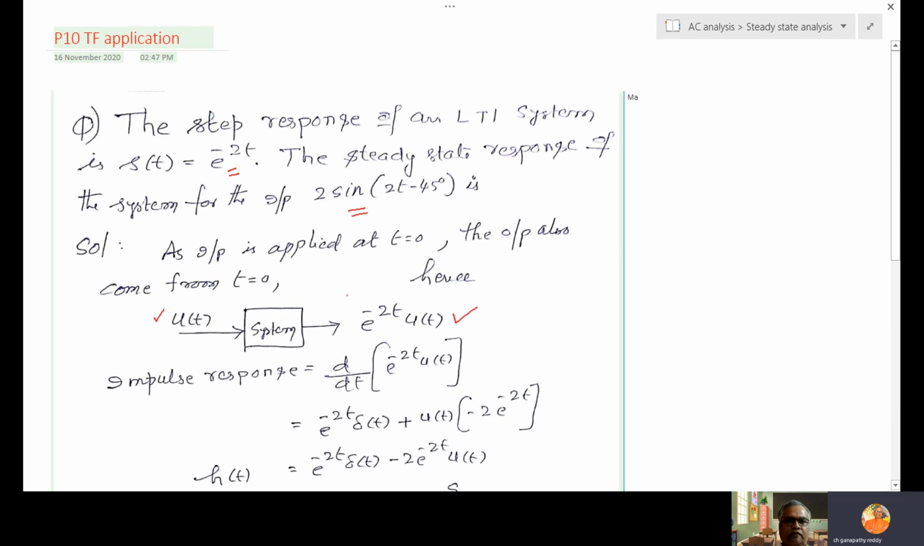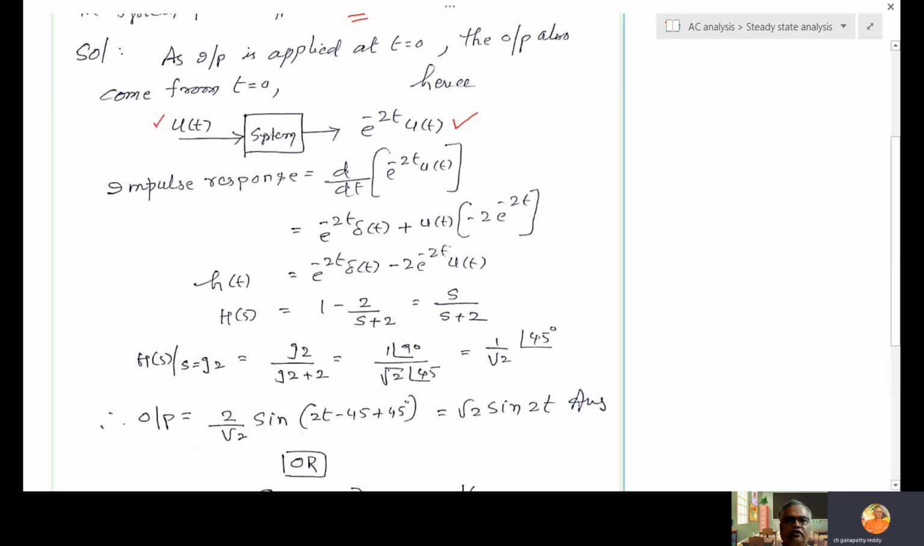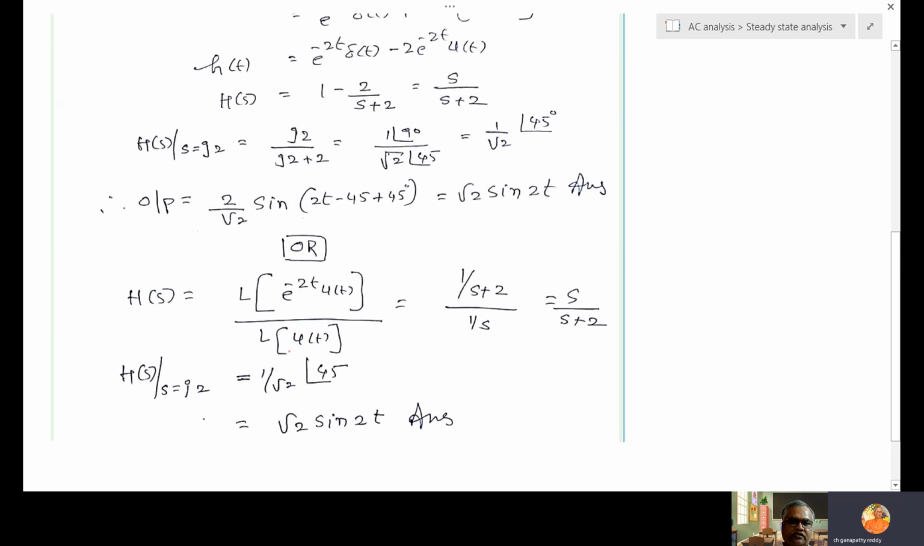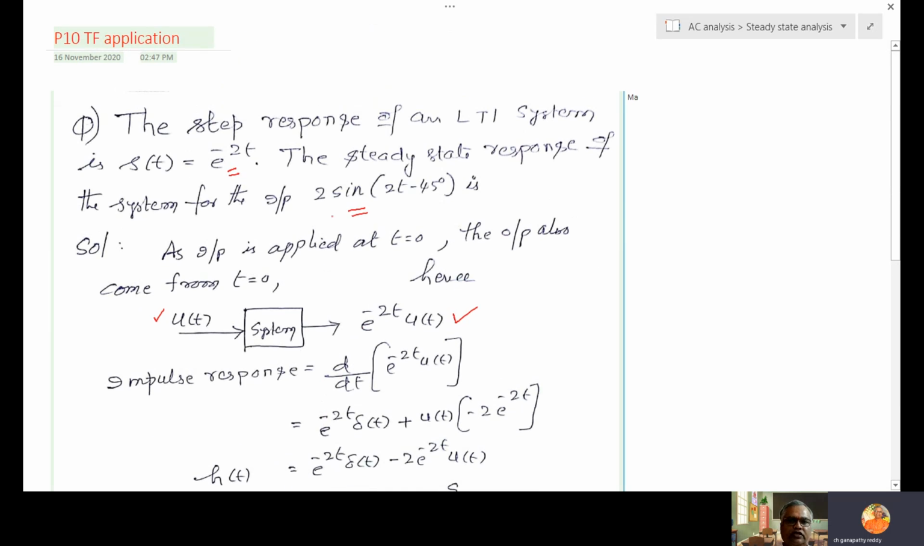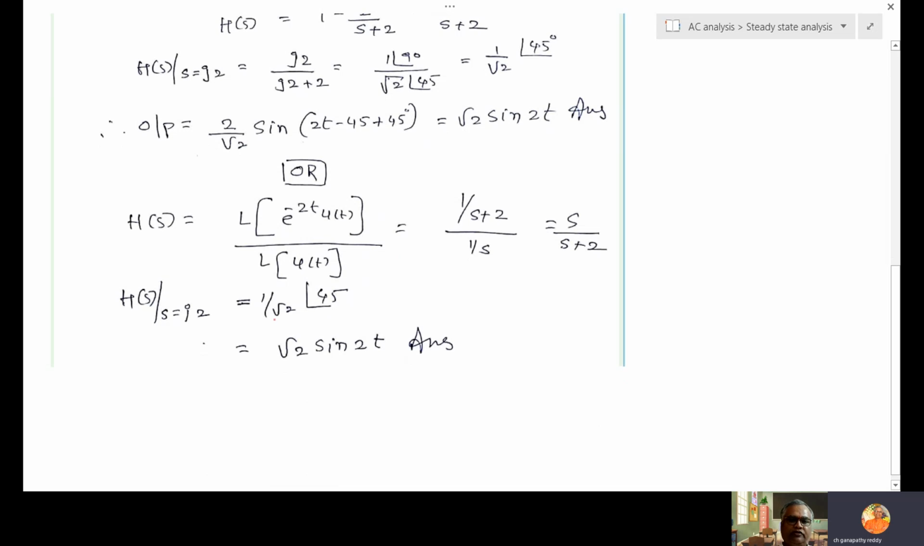So what is asked? The steady state response of the system for the input. This system is giving, is a minor mistake. Yeah, no mistake. Input is having minus 45 degrees and the system is giving plus 45. Minus 45 plus 45 is 0, and the input signal amplitude is 2. The 2 is multiplied with 1 by root 2, so you will get root 2 sine 2t.